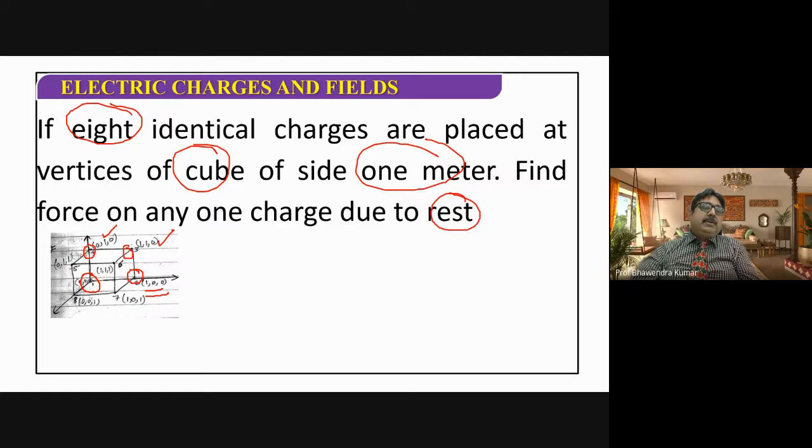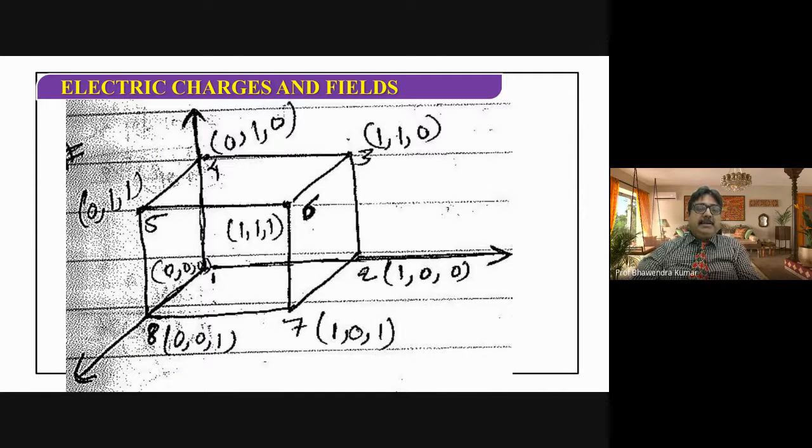Charge 5 is situated in the yz plane with coordinate 0, 1, 1. Charge 6 is situated at this corner, that is 1, 1, 1. Charge 7 is situated in the xz plane with coordinate 1, 0, 1. Charge 8 is situated on the z-axis with coordinate 0, 0, 1. I hope you have understood the coordinates of the different charges. You can copy down this diagram.